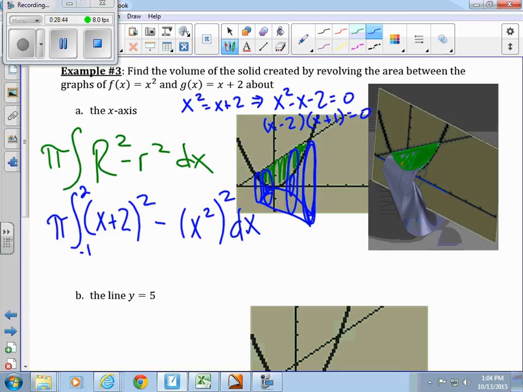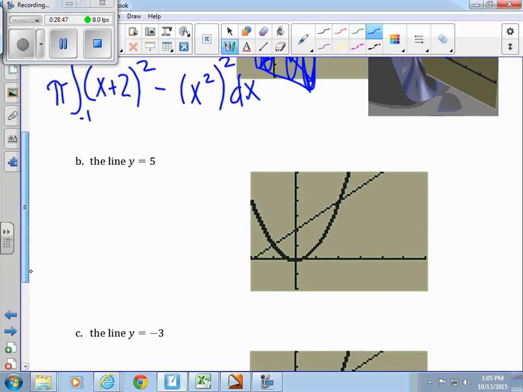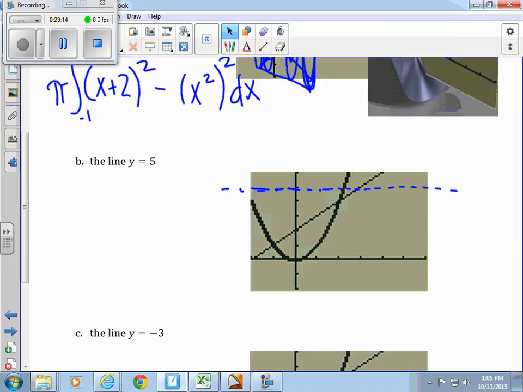Okay, let's look at the next one. And this is the first time we've ever rotated around something other than the x or y axes. I want to rotate this around the line y equals 5. For whatever weird reason I want to do that, I want to do it. Before I start, is there a gap? Yes. There is a big gap. So this is definitely a washer problem.